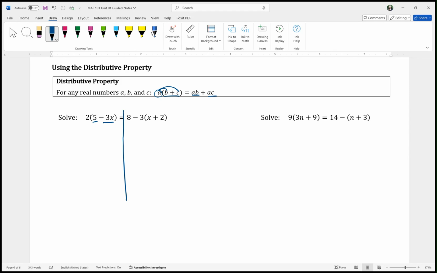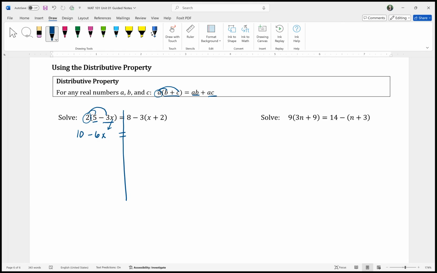So our number in front here is 2. We're going to say 2 times 5. That gives me 10. And then we're going to say 2 times negative 3. That gives me negative 6, but don't forget to bring down this x. Even though you're not really doing a number multiplication there, the x still remains. That's our left-hand side.